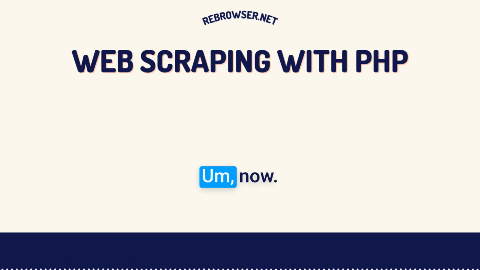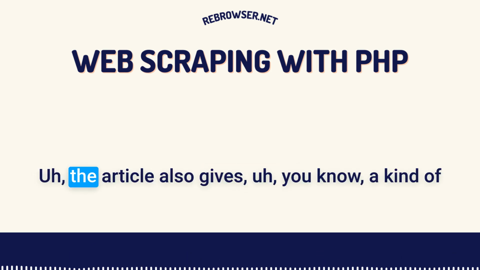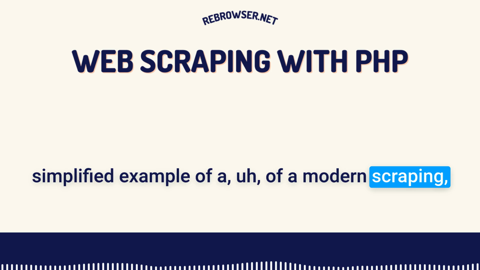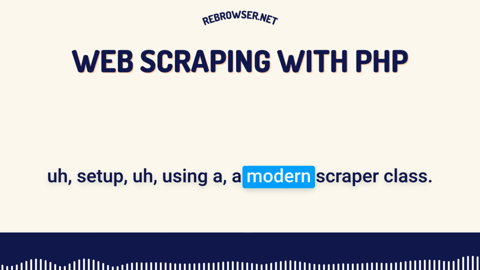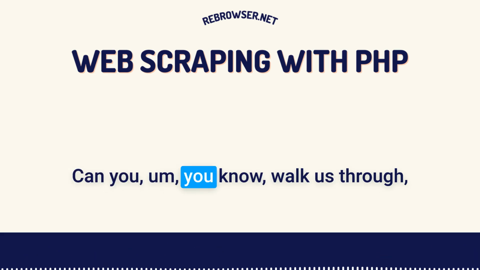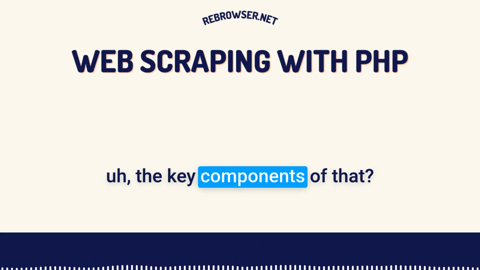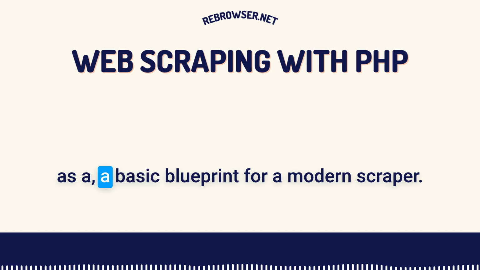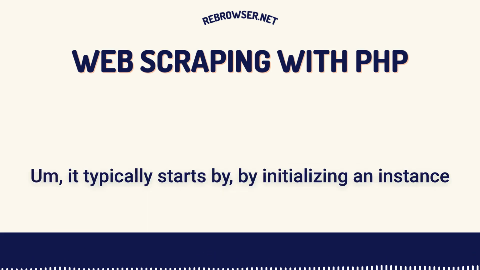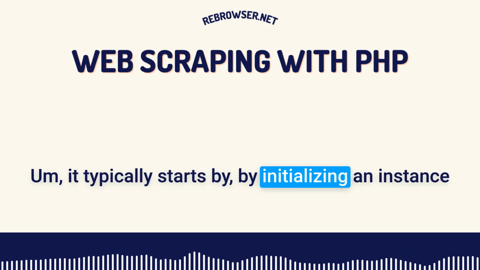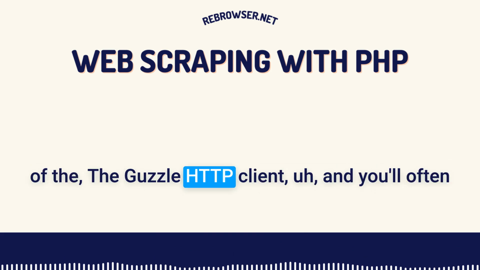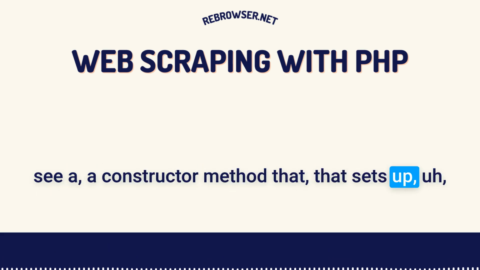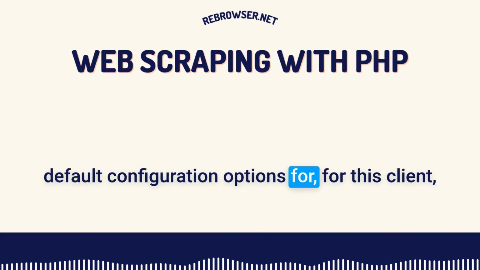Now, the article also gives a kind of simplified example of a modern scraping setup using a modern scraper class. Can you walk us through the key components of that? Sure. So the modern scraper class serves as a basic blueprint for a modern scraper. It typically starts by initializing an instance of the Guzzle HTTP client. And you'll often see a constructor method that sets up default configuration options for this client.